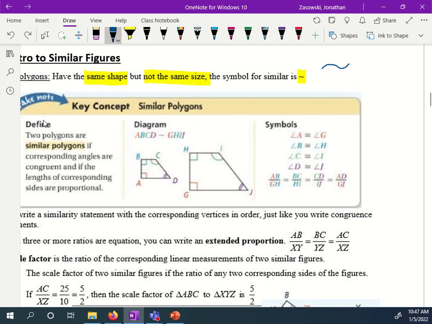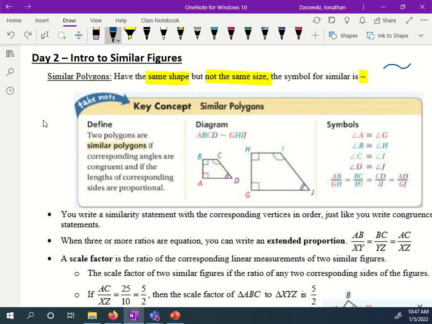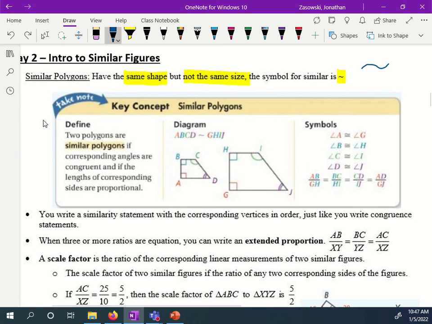If you remember, what do we know though when they tell us that two shapes are similar to one another? What does that actually tell us, Max? Okay, so one thing it tells us is that the corresponding angles are congruent.